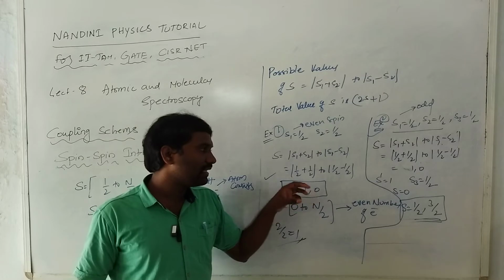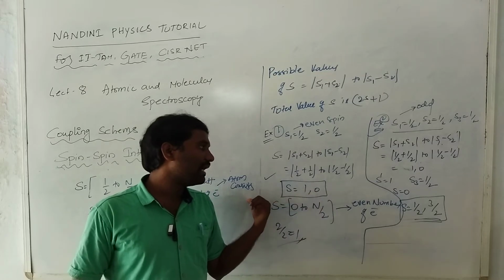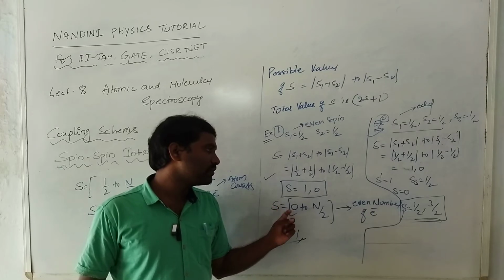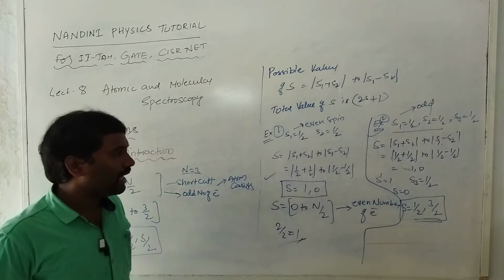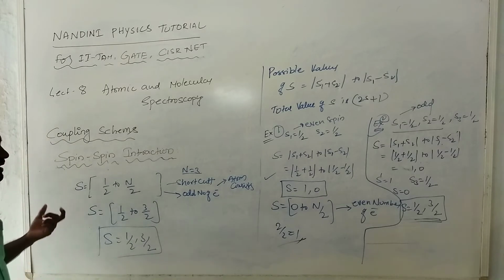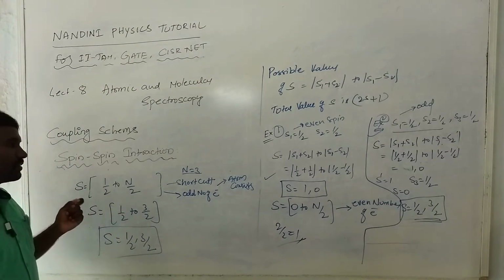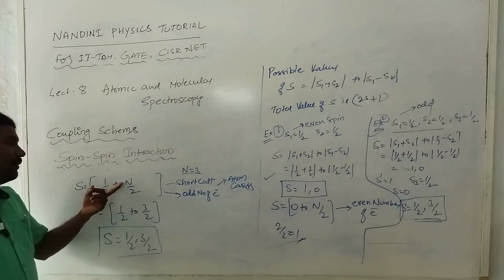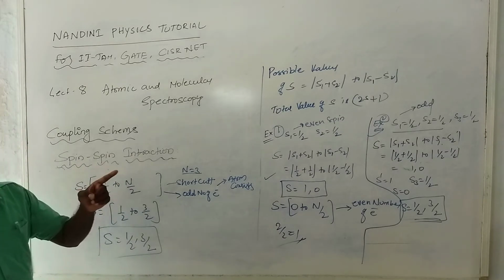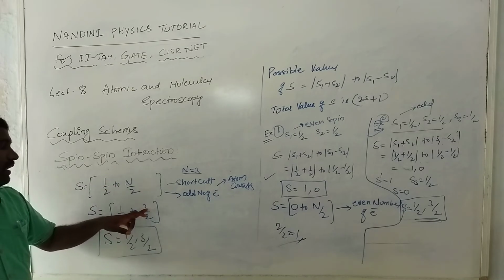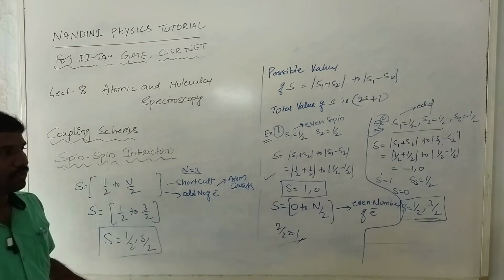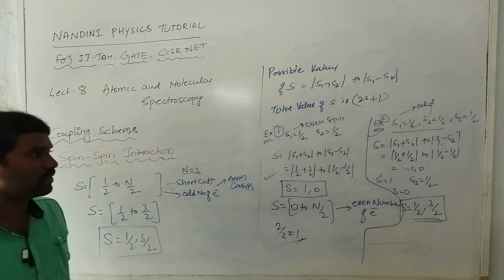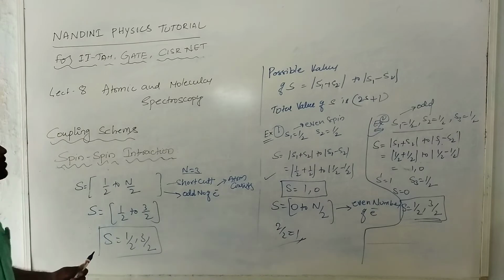But if an even number of electrons are present in the atom, this is the shortcut you apply: the total possible values are 0 to n by 2. And if the atom consists of an odd number of electrons, this is the shortcut: 1 by 2 to n by 2, where n by 2 involves the number of electrons. Now I will consider 3 spins, so the number of spins is 3. Using 3 by 2 you will get S as 1 by 2. So this is the procedure and this is the shortcut. So this is about spin interaction.